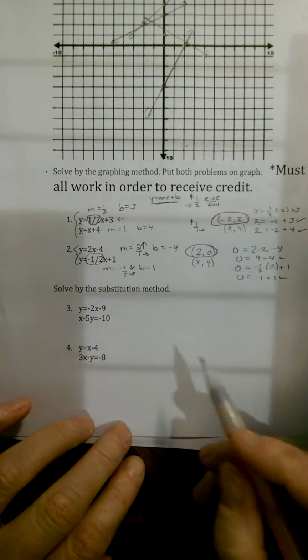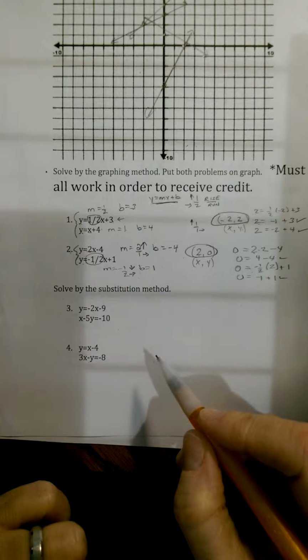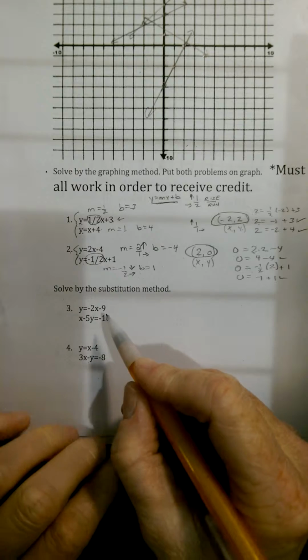Okay, this is Miss Connor here, and now we're going to look at numbers 3 and 4. These are your quiz answers, so you can do quiz corrections to get half the points back that you've missed. So here's 3 and 4.